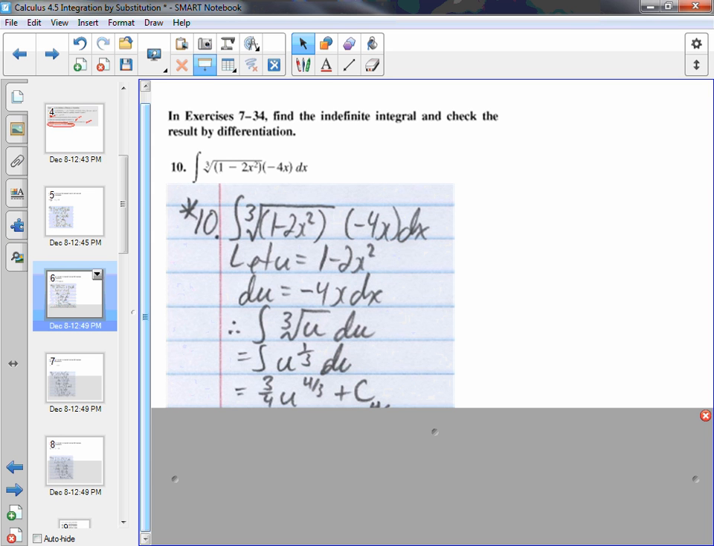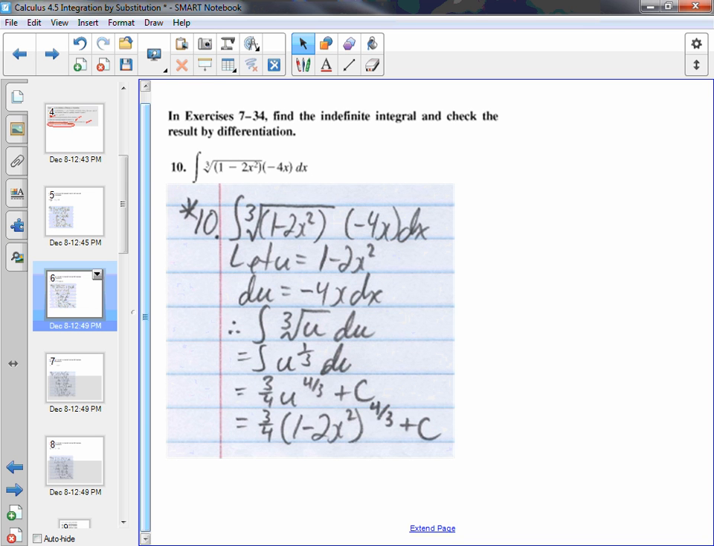And we're really happy, but we're not finished. Because our answer is in terms of u, we need to replace u with what it equals. So substitute 1 minus 2x squared back in for u, and now we're finished.